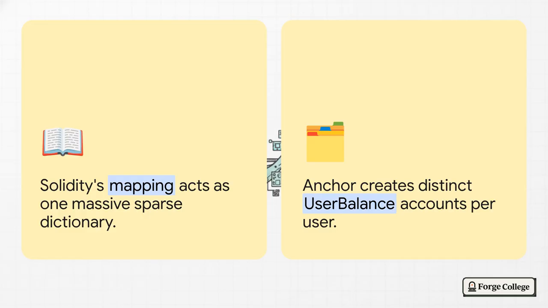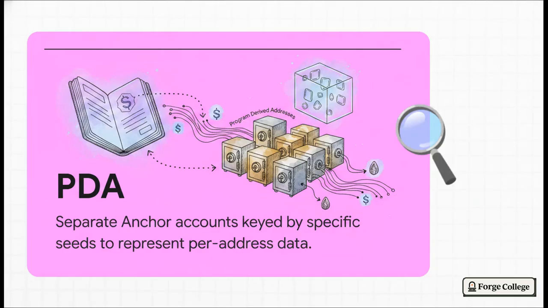But Anchor says, nope, we need you to allocate a distinct user balance account layout for every single user's balance. It's a fundamental shift from a single monolithic ledger to a distributed, massive set of individual files. But you might be wondering, how on earth do we manage thousands of these individual files without losing track of them? Well, enter the PDA, or Program-Derived Address.